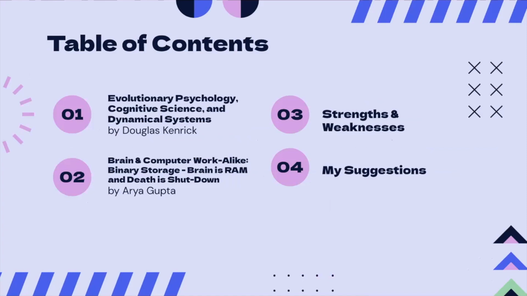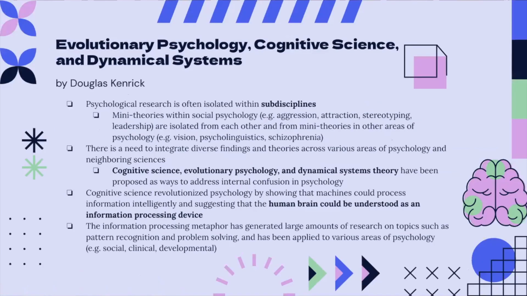So, table of contents: we'll first take a look at evolutionary psychology, cognitive science, and dynamical systems, a research paper written by Douglas Kenrick. And then we'll take a look at brain and computer work alike, binary storage, brain is RAM, and death is shutdown, another research paper written by Arya Gupta. We'll move on to strengths and weaknesses of the comparison in this topic, and then we'll wrap it up with my suggestions.